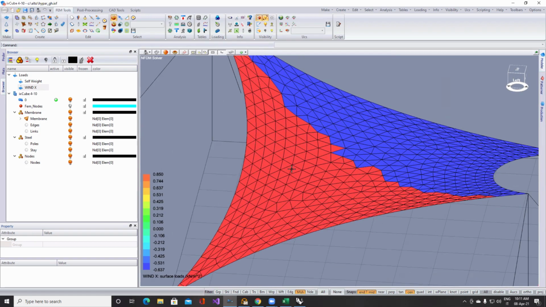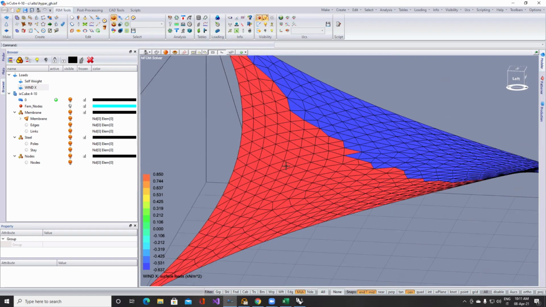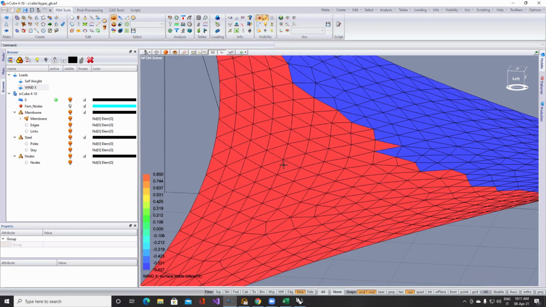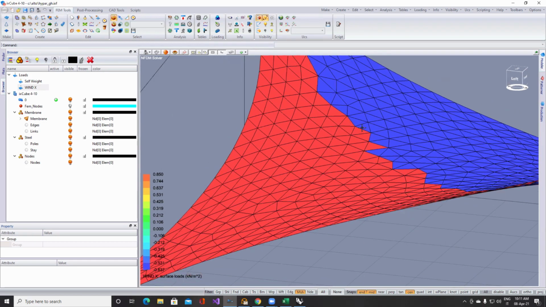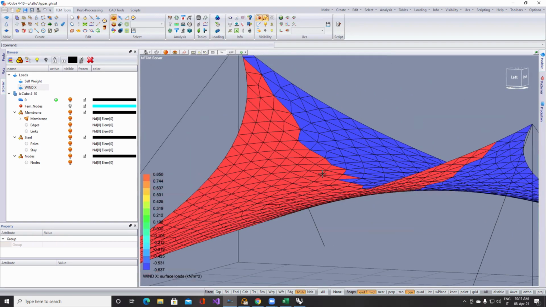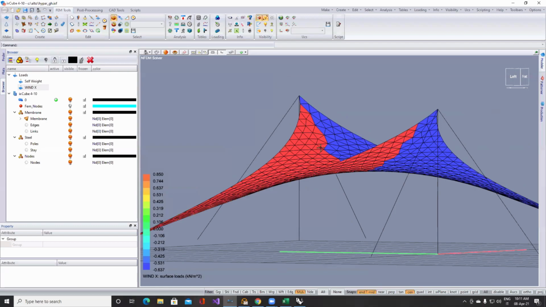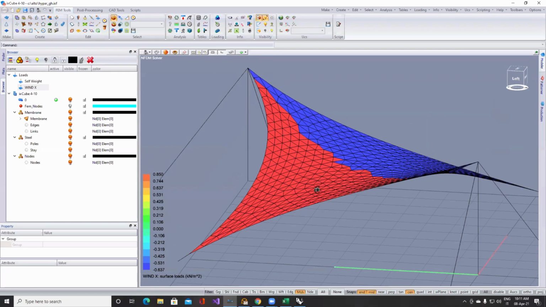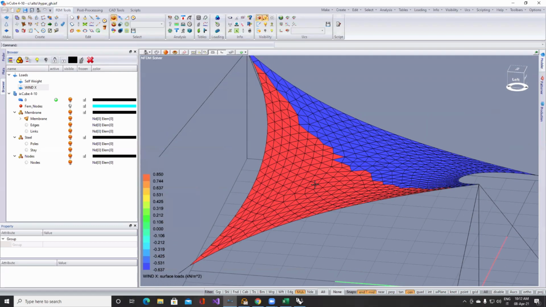Since the pressure is a value that acts normal to the surface, when we apply a negative pressure, it becomes a suction on the surface. It's pulling the surface upwards. Okay. So these are all the loads when we are doing the wind load, depending on the CP values.